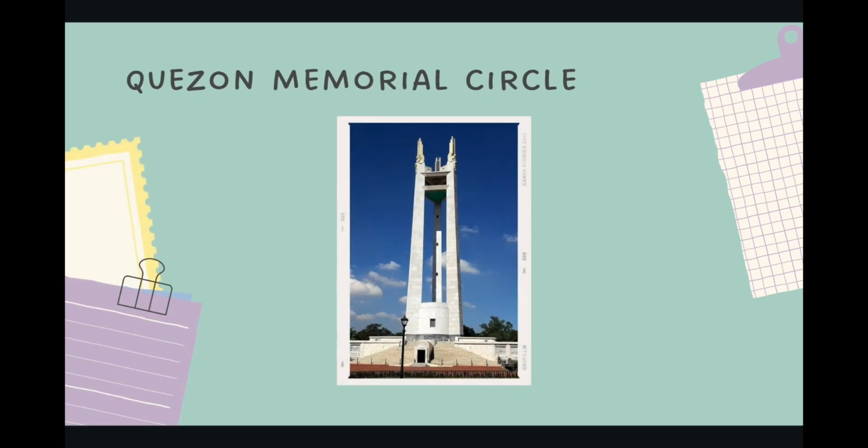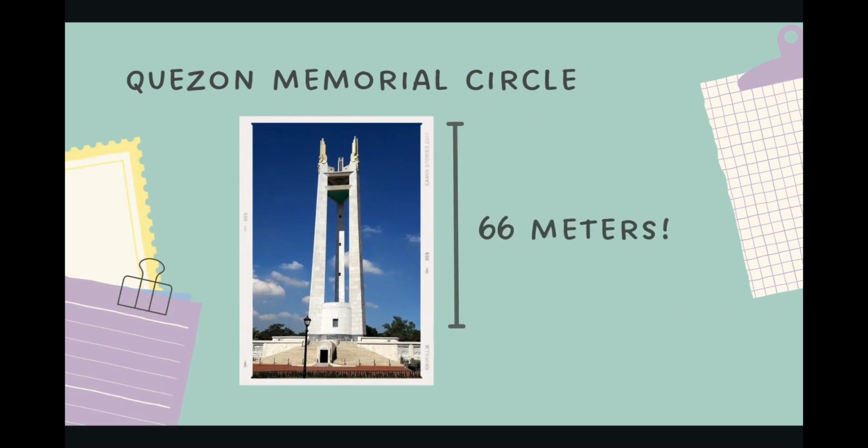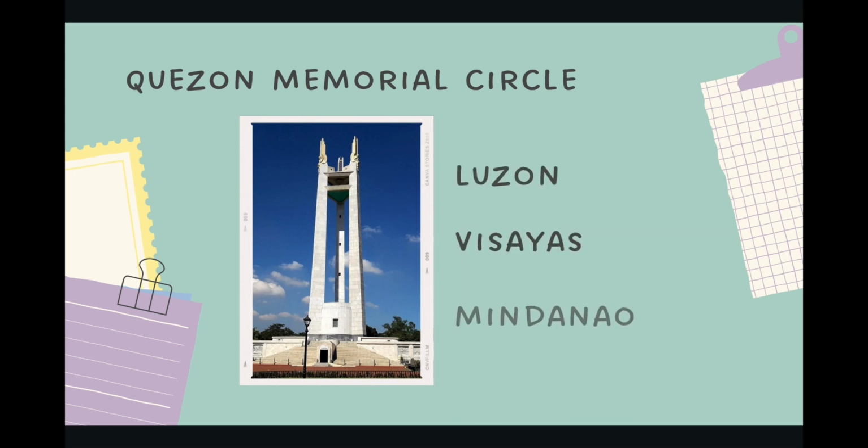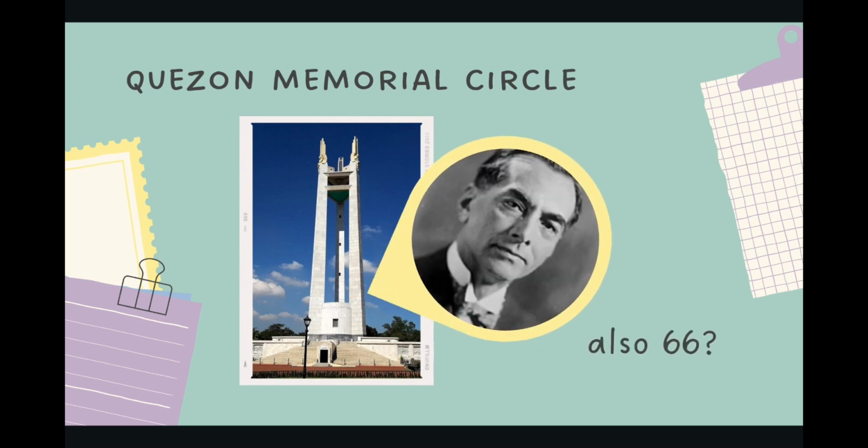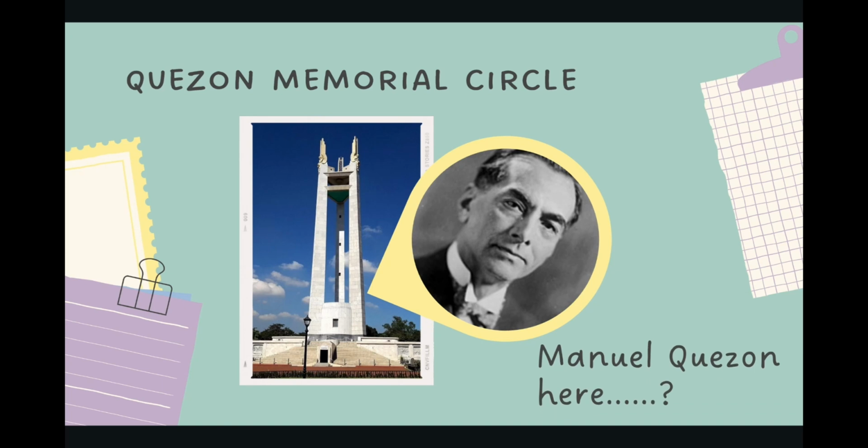The Quezon Memorial Circle has a shrine with three 66-meter pylons that represent Luzon, Visayas, and Mindanao. The number 66 also happens to be the same age that former Philippine President Manuel L. Quezon died. Coincidence? Some people even think that the remains of Manuel Quezon can be found inside the shrine.